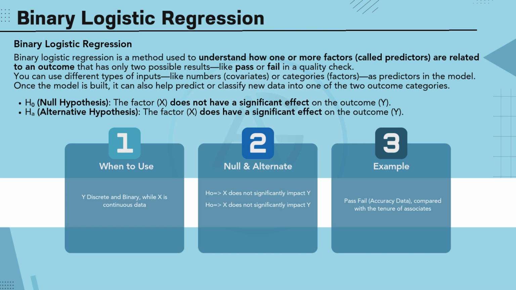Let's take an example. Suppose we are trying to predict whether a product will pass or fail the final inspection, Y, and we believe that the tenure of associates, X, may be impacting this. By using binary logistic regression, we can quantify the likelihood that a longer or shorter tenure influences quality outcomes. So, in summary, binary logistic regression helps us estimate the probability of a binary event happening, using predictors that may be continuous or categorical. It's powerful in quality checks, HR assessments, and any process improvement initiative where binary outcomes matter.